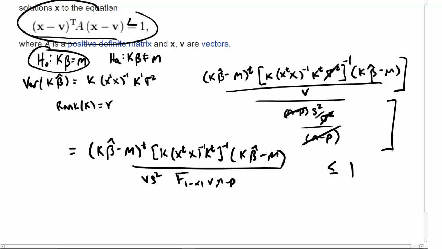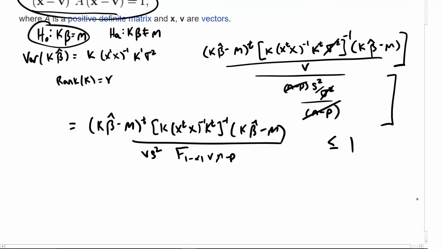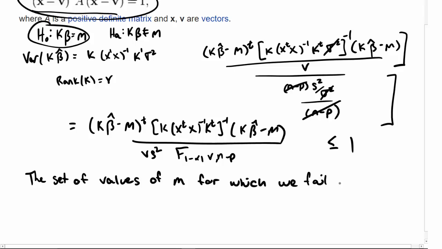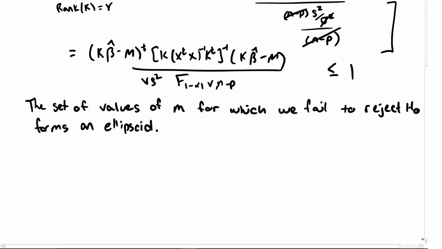Okay, now we're just back up to this equation again, and so what we see is that the set of values of m for which we fail to reject the null hypothesis forms an ellipsoid. They form the interior of an ellipsoid. And that is given a term, it's called a confidence ellipsoid.